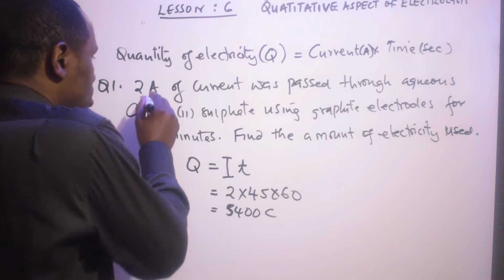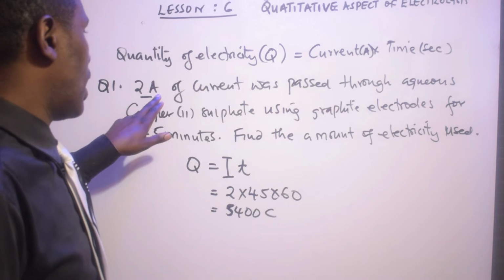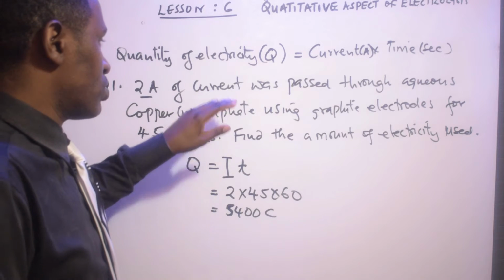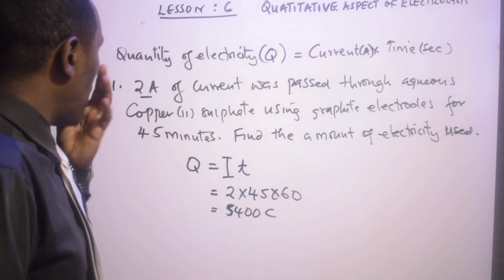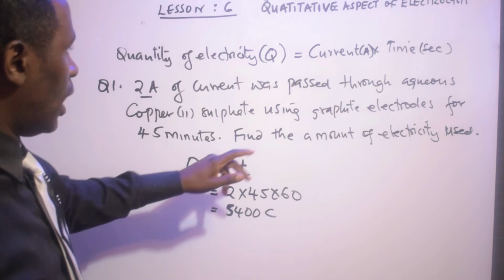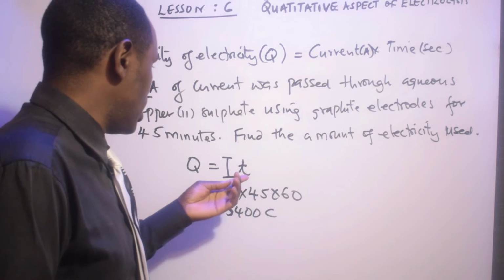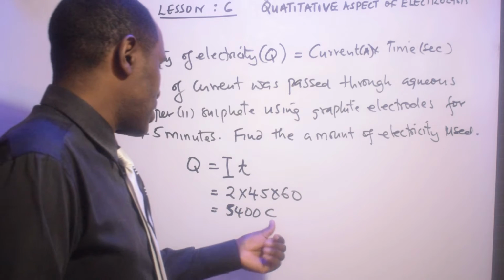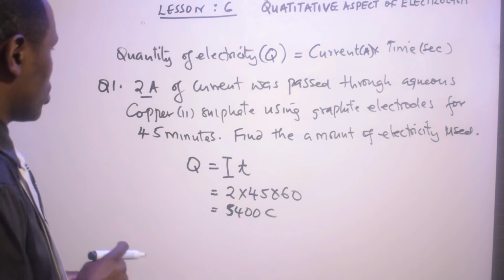Whenever you are given the current in any other form, because it can also be in milliamperes, then you've got to change it into amperes by dividing by 1000. And then of course the time must always be in seconds. That's what we are talking about.